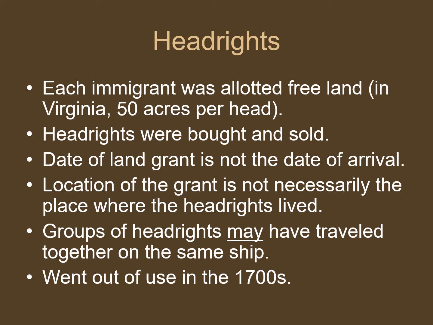In fact, it may be years later that a grant was issued based on it, and the location of the grant is not necessarily where the headright lived. Groups of headrights on a single document may have traveled on the same ship, which might be a helpful clue. Sometimes, through fraud, a group of names may have been used more than once to obtain a grant. By the early 1700s, most colonies had given up their headright program.